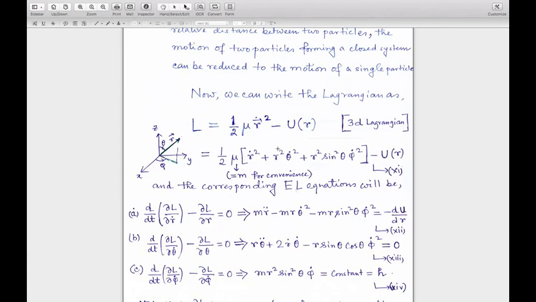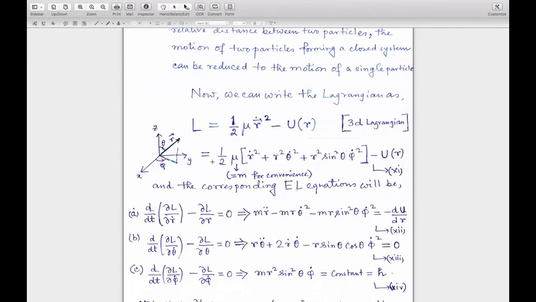So the Lagrangian can be written as half mu r dot squared minus U of r. Utilizing the symmetry of the potential term, we use three-dimensional spherical polar coordinates. So r dot vector squared will now have three components. It will simply be r dot squared plus r squared theta dot squared plus r squared sine squared theta phi dot squared, times half of mu. That gives the total kinetic energy, minus U of r.